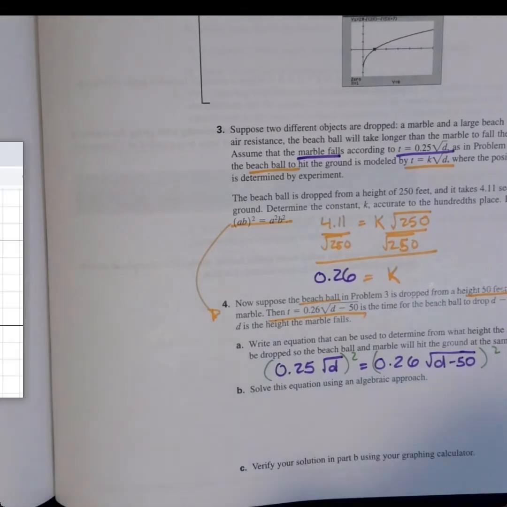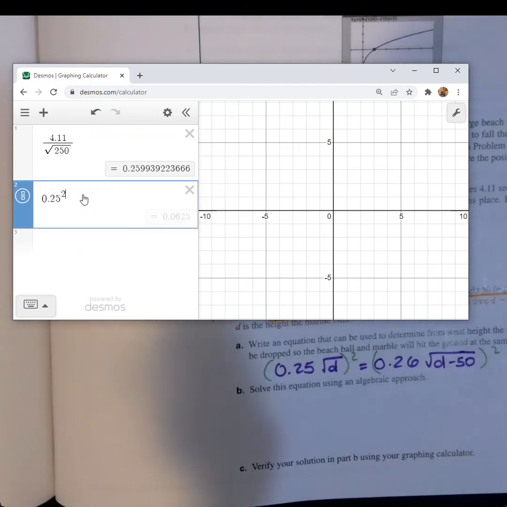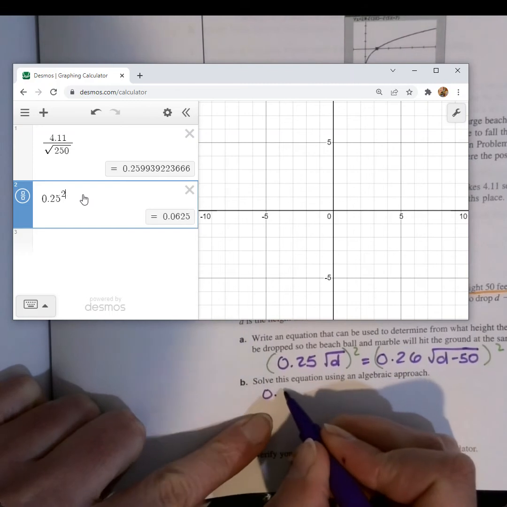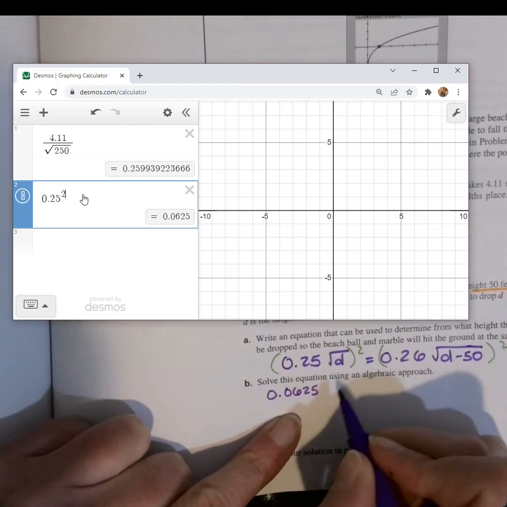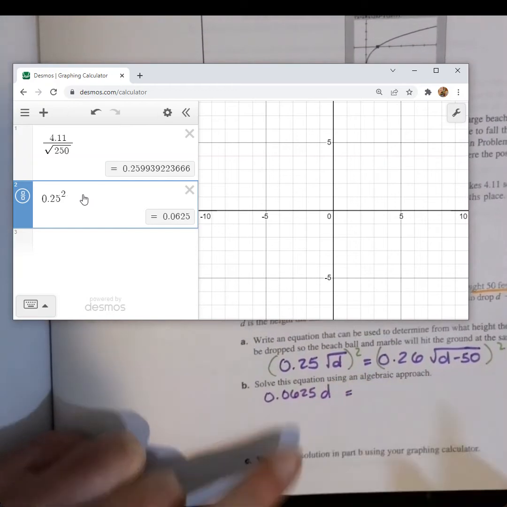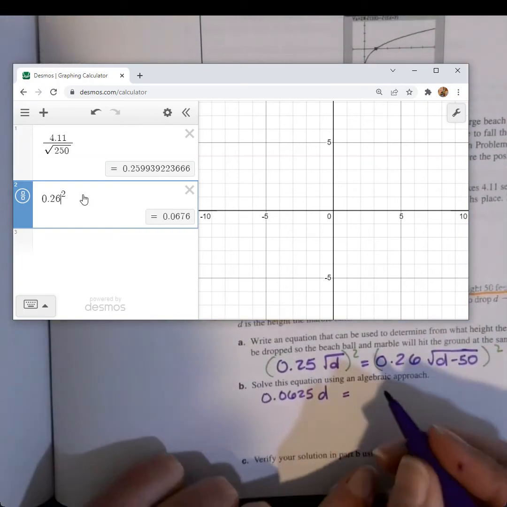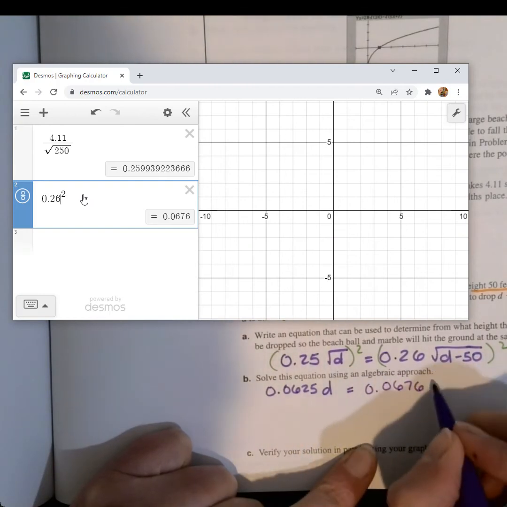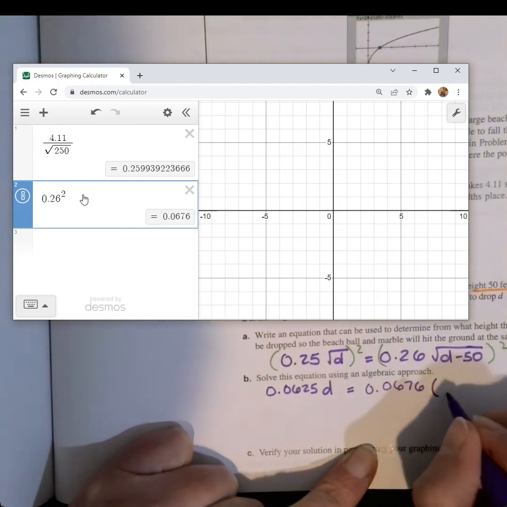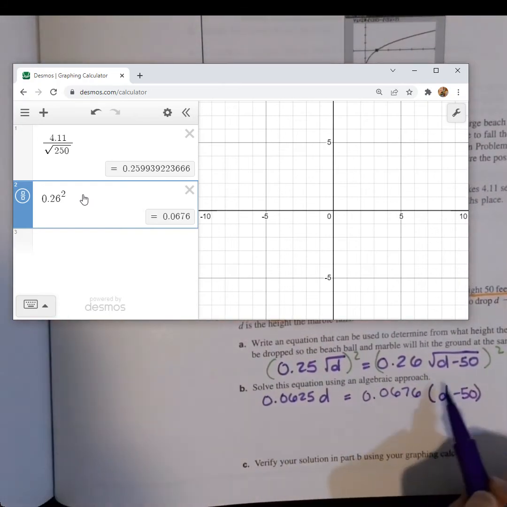Okay, so I need to figure out what 0.25 squared is. And I got to write down a bunch of places on this. So 0.0625. And then when you square the square root of d, you get just regular d. And then I want to figure out what 0.26 squared is. That's 0.0676. Then when I square the square root of d minus 50, that gives me the quantity d minus 50, and then this value would distribute.